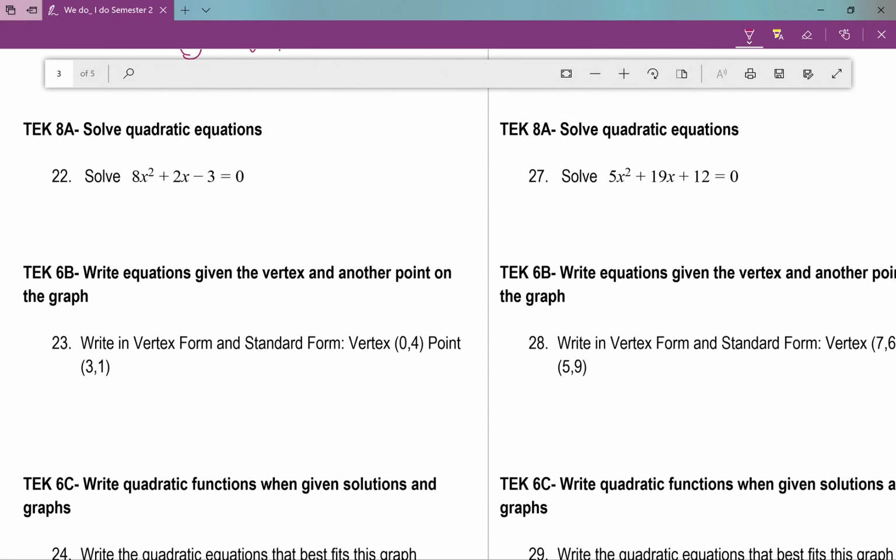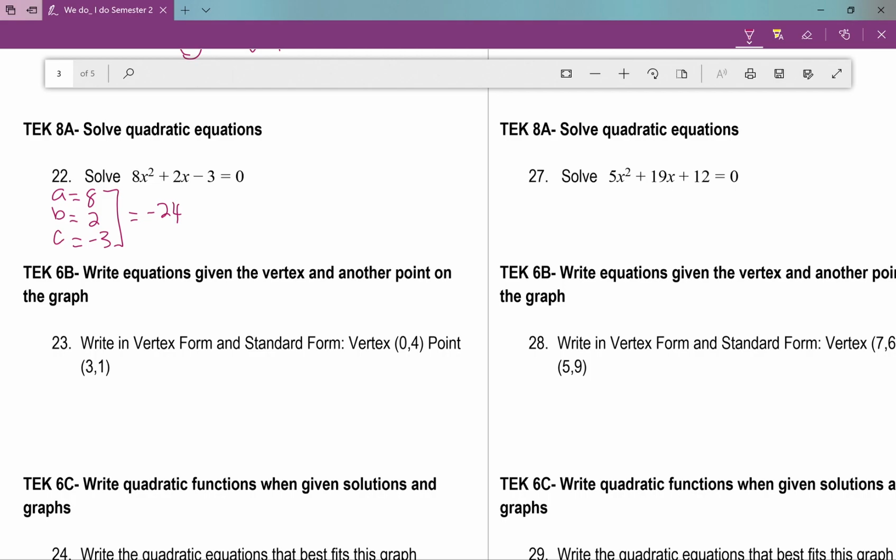Okay, let's look at 22. 22, that TEK says solve quadratic equations. Remember, when we're solving quadratic equations, we first need to factor it, and then we can set those factors equal to 0 in order to get our answers, our roots. So right here, we first need to do the ABC method. So I'm going to do A, B, C. A is going to be 8, B, 2, and C, -3. Then I do the swing method and multiply A times C, which gives me -24. And I need to find two numbers that multiply to -24 but add to 2.